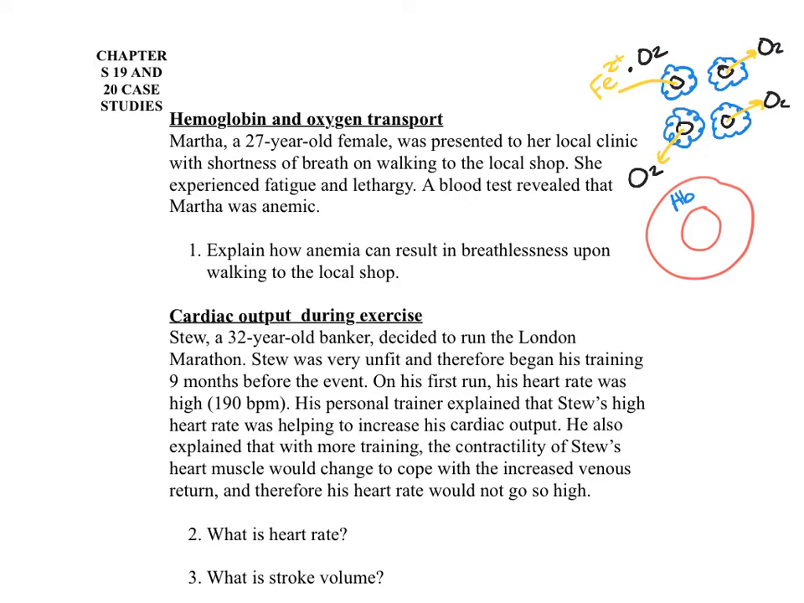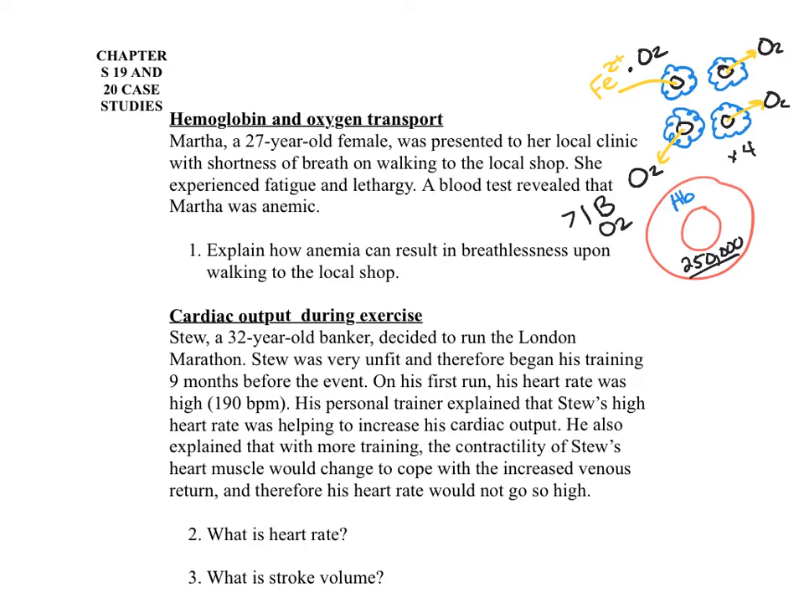And the red blood cells have about 250,000 hemoglobin molecules. So if we multiply 250,000 times the 4 oxygen that each hemoglobin can carry, one red blood cell can carry over 1 billion oxygen molecules. So one red blood cell carries a lot of oxygen.